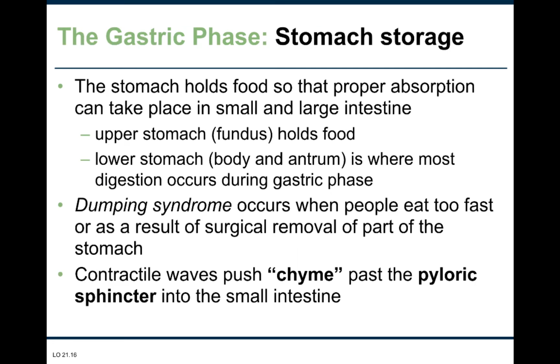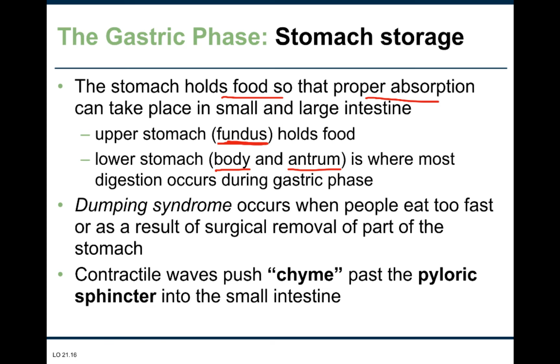Okay. So a little bit more on the stomach storage. Basically, the stomach is holding food so that your small intestine can properly absorb the nutrients it needs to. Most of the storage actually occurs in the fundus, that's the anterior or top portion of your stomach, while the lower portion of your stomach, the body and the antrum, is where most of the mechanical and especially any chemical digestion is going to occur.